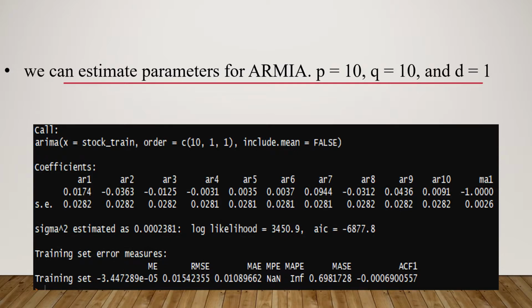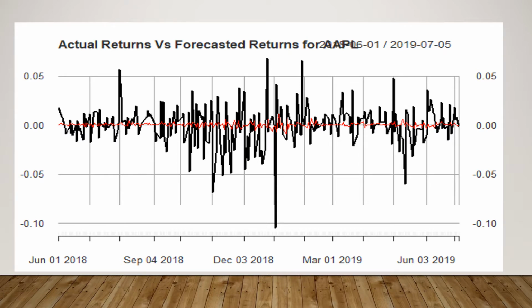The summary of the result is given below. From the summary, we can see that the model is performing well as we have lower RMSE and AIC values. We have an RMSE value equal to 0.0154, which is pretty good, and AIC of -6877.8. This is the actual logarithmic returns versus forecasted logarithmic returns. And here we can see that predicted prices are close to the mean, and thus it does not explain the variance much.